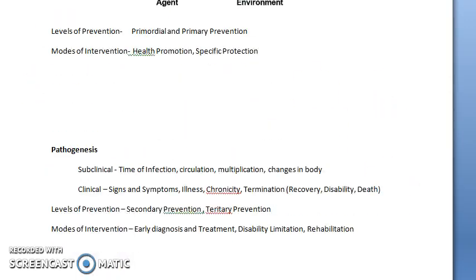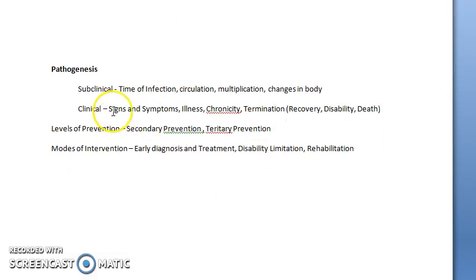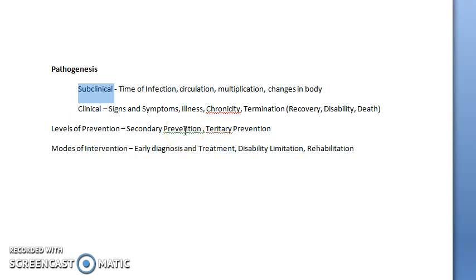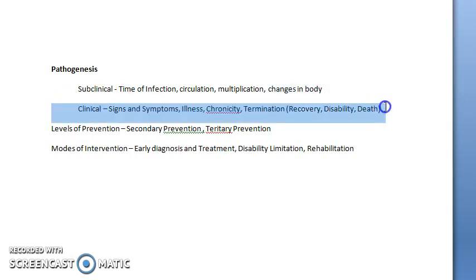This is pre-pathogenesis. Now coming to pathogenesis, in this you have two phases, subclinical and clinical. Subclinical is from the time the infection starts, it goes into circulation, it multiplies, and there will be changes in the body. Clinical stage is where you can see the signs and symptoms. There is an illness, there is a chronicity, and this can lead to termination by recovery, disability, or death. Please note here there is no treatment.